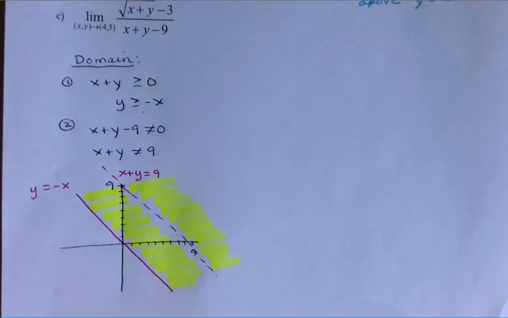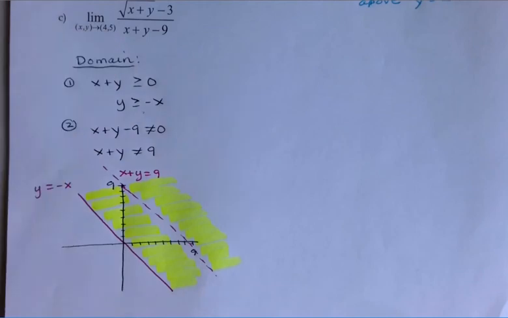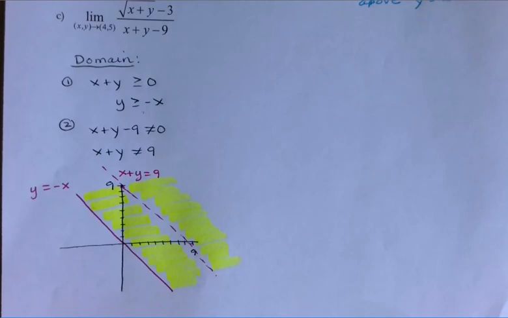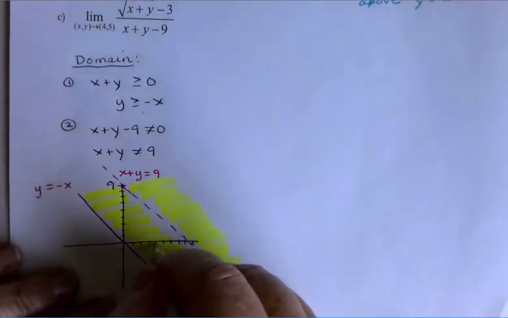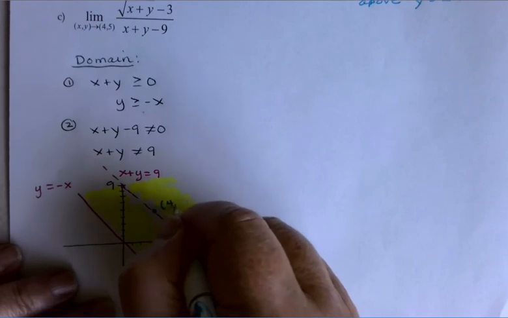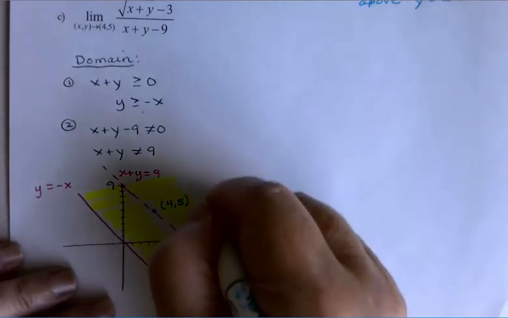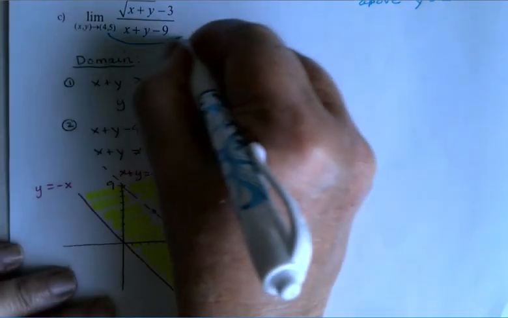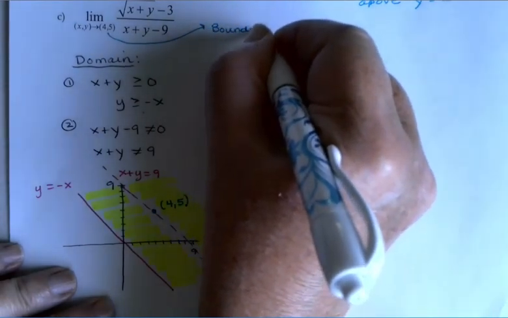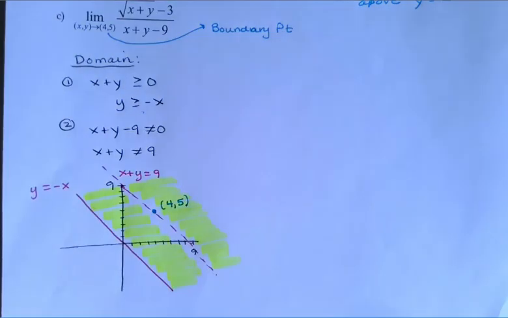All right, we were supposed to be approaching the point 4, 5, and notice that since 4 plus 5 does equal 9, that once again is going to put me right on this graph. 1, 2, 3, 4, 5 would be about there. 4, 5 is a boundary point. It's on the dotted line. So I'm expecting problems, and of course, pretty quickly I'm going to get them.